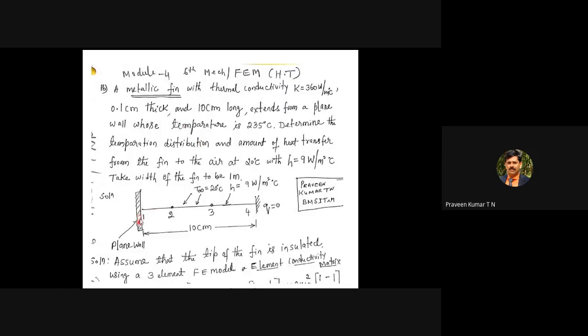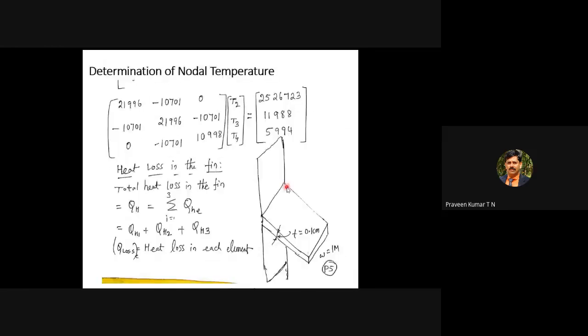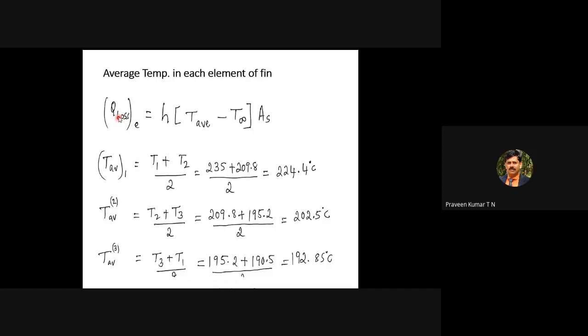So the temperature at node 1 is known and the temperature at node 2 is known. Now we require the average temperature of element 1. T1 plus T2 divided by 2 is the average temperature. Similarly, for element 2, T2 plus T3 divided by 2. In the similar way, for element 3, the average temperature is T3 plus T4 divided by 2.